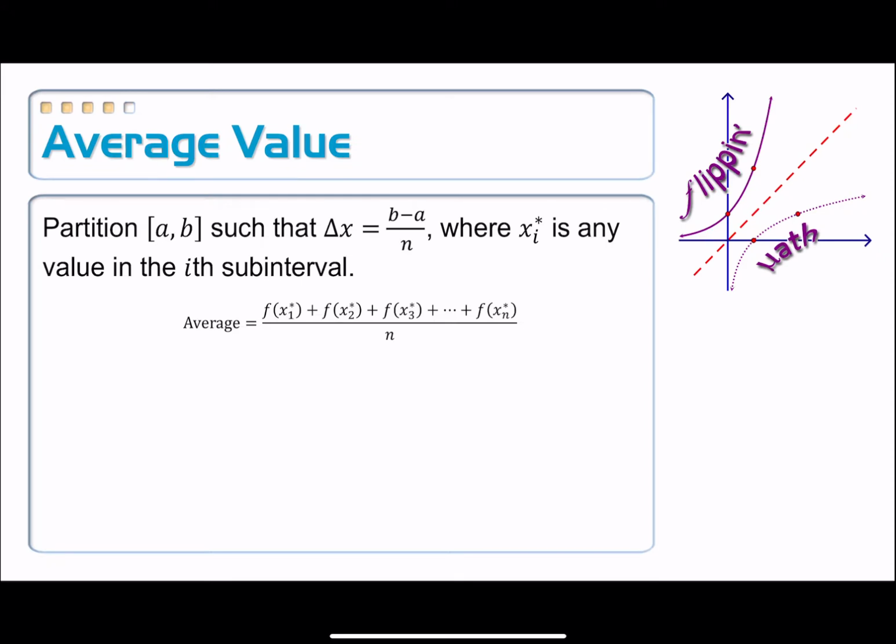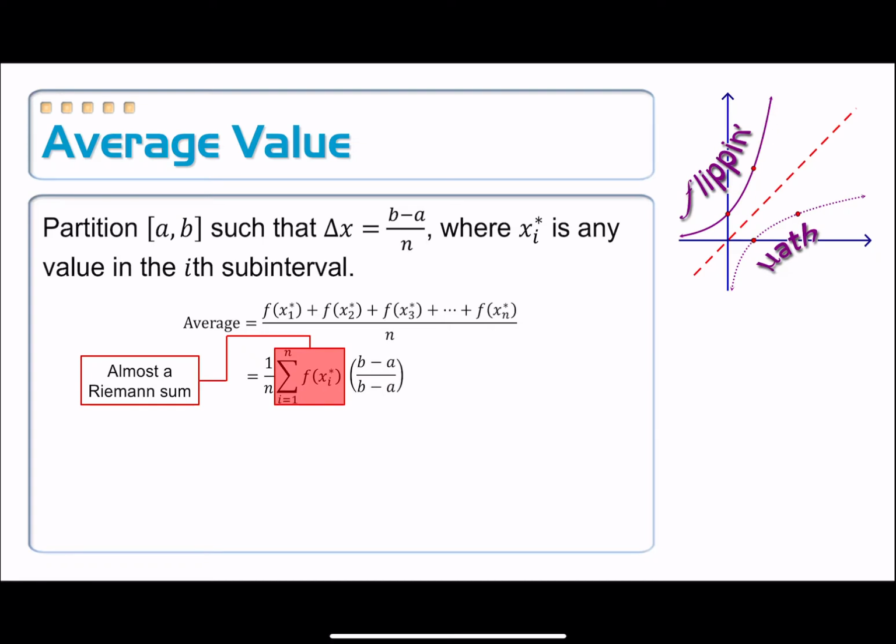All right, so I can write that thing in summation notation because we have a sum of a whole bunch of things. So here's what it looks like. Is this technically a Riemann sum? It technically is not a Riemann sum because all we have is a function value and we don't have a width. So to make it a Riemann sum, we need to multiply it by a fancy 1. So here's the fancy 1 that we're going to multiply by. And it's almost exactly what we needed.